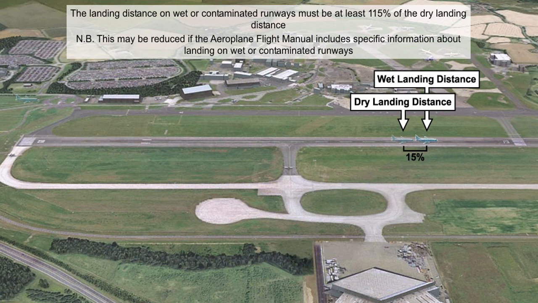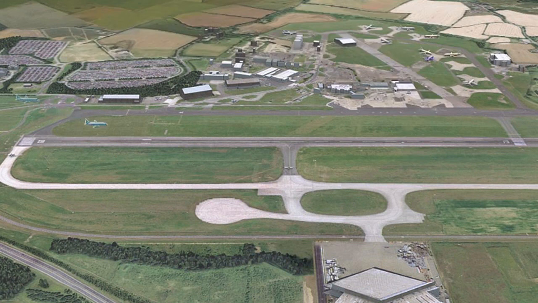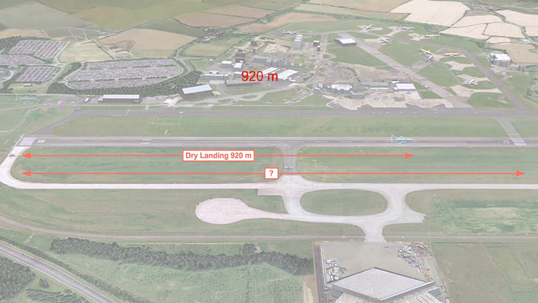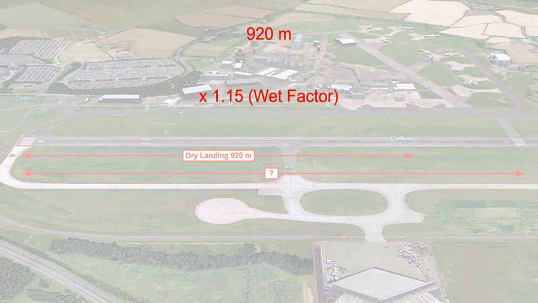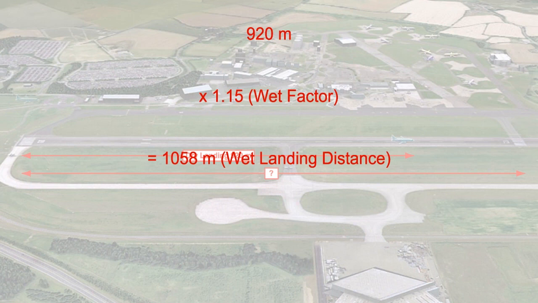Now let's work through an example. If the dry landing distance of a turbojet aeroplane is 920 meters, what would the minimum landing distance available have to be if the runway was wet? Since the runway is wet, we have to increase the landing distance by 15%. We do this by multiplying 920 meters by a factor of 1.15. Therefore, the wet landing distance is 1058 meters.